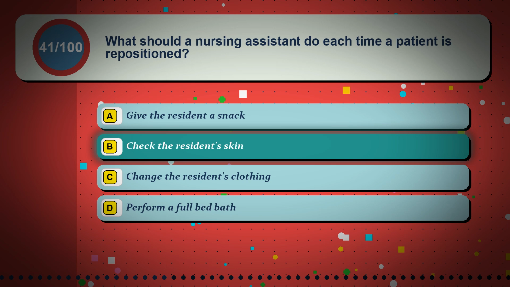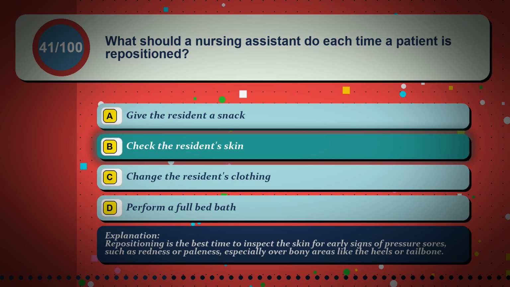The correct answer is option B, check the resident's skin. Repositioning is the best time to inspect the skin for early signs of pressure sores, such as redness or paleness, especially over bony areas like the heels or tailbone.